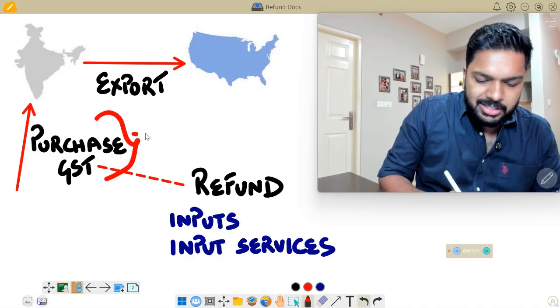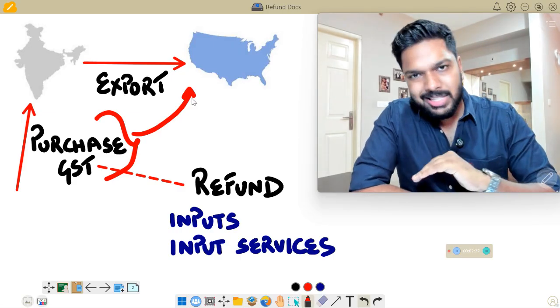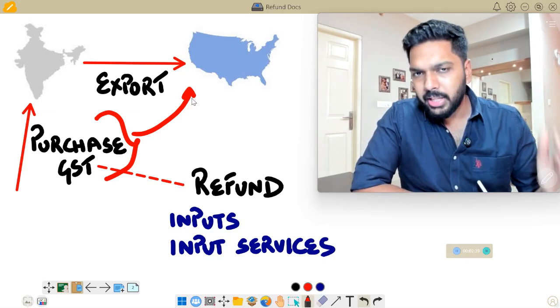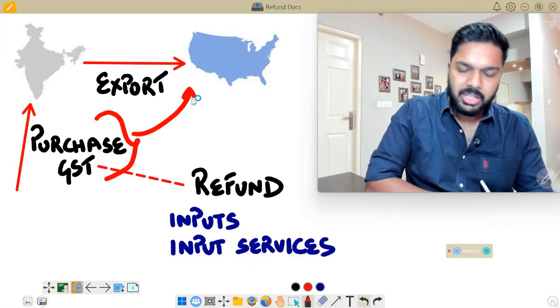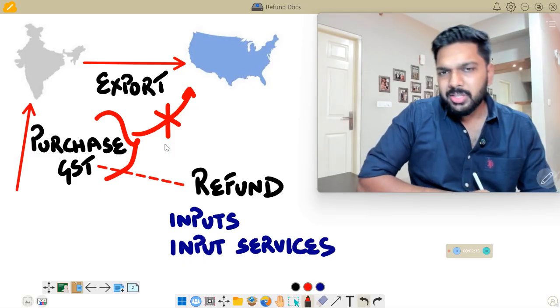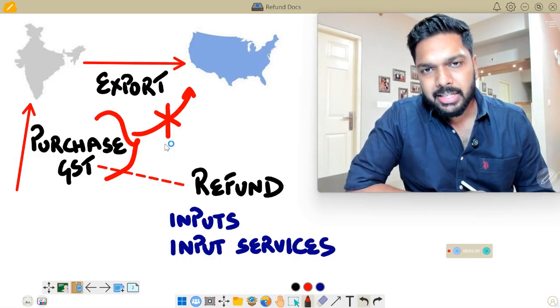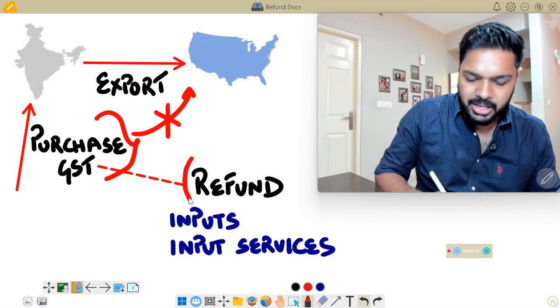Now, this obviously cannot be set off against the output GST because there's no output GST at all. They are involved in the export, so no output GST, no GST liability, and therefore the question of set off does not arise. And therefore the government says that, okay, I understand there's a lot of accumulated GST, ITC credits, and you can make an application and get a refund.